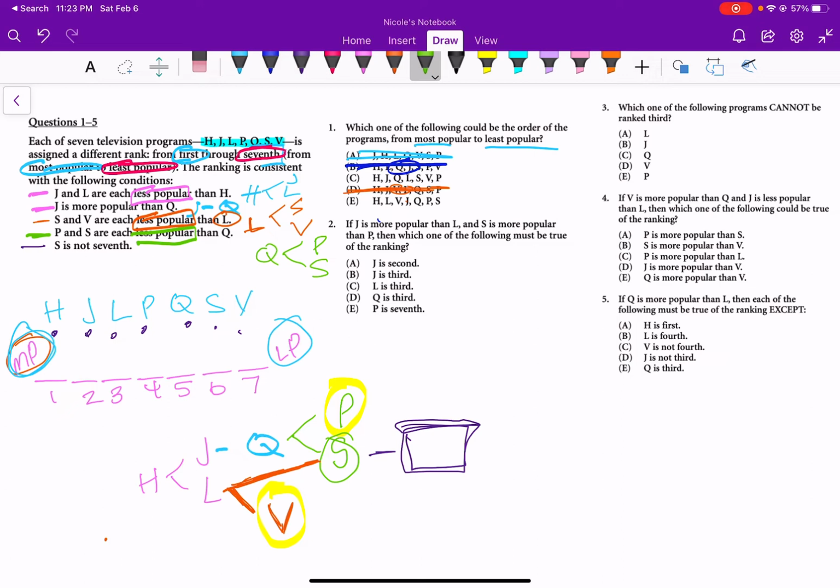So now we just have to check our last one, which is S is not 7th, which E has S in 7th, so that can't be our answer. So our correct answer is going to be C.